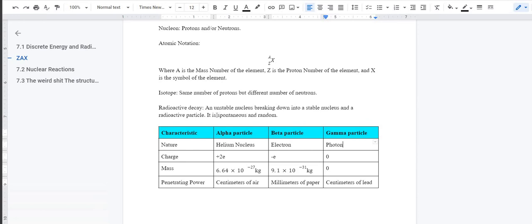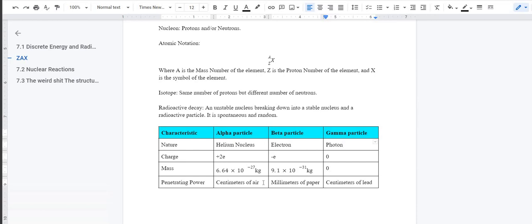Also, radioactive decay is spontaneous and random, which means it can happen at any point of time, anywhere, completely random, and it's impossible to predict exactly when a single atom will radioactively decay. So when we want to observe radioactive decay and see what exactly is happening, we generally use a large sample of something like 10 to the 25 radioactive atoms to really see what's happening, because it's impossible to say when exactly one atom is going to decay.